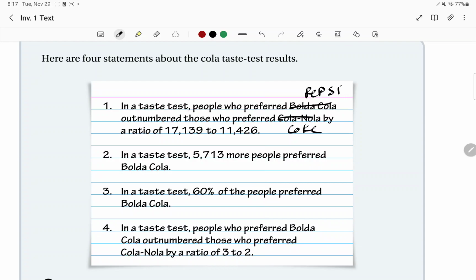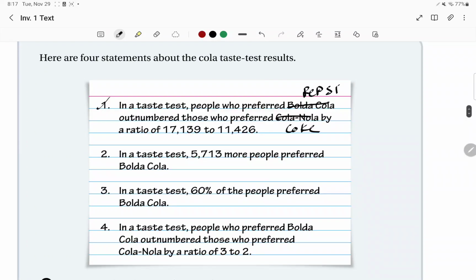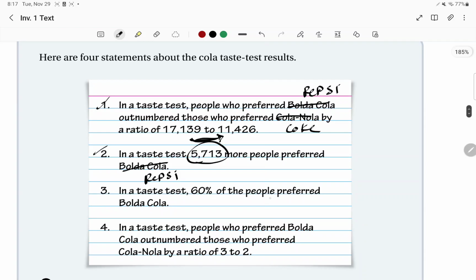Number 1, in a taste test, people who preferred Pepsi outnumbered those who preferred Coke by a ratio of 17,139 to 11,426. Number 2, in a taste test, 5,713 more people preferred Pepsi. If you look, this number comes from the difference of 17,139 and 11,426. So that's where that number comes from. In number 3, 60% of the people preferred Bolda Cola. Again, that's Pepsi. So 60% of people preferred Pepsi. That's what number 3 is saying.